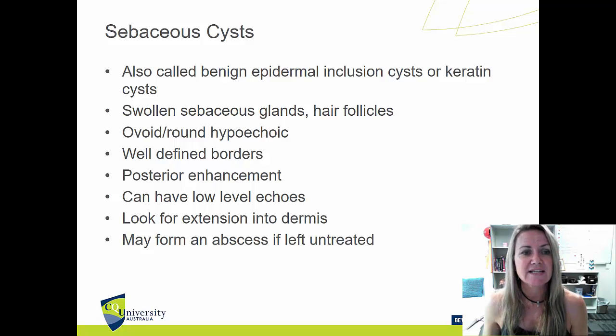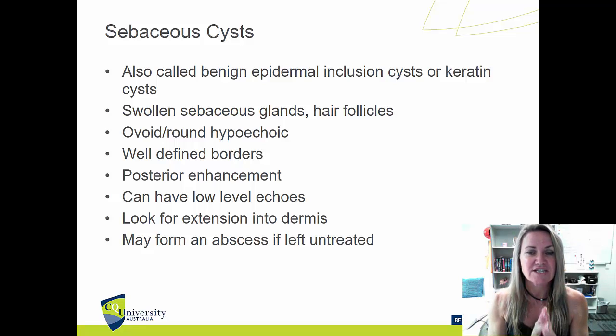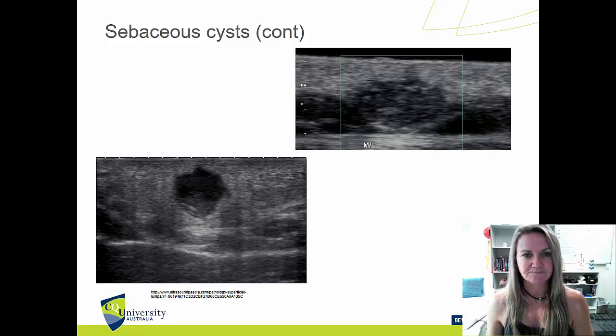They'll have posterior enhancement because it's a cyst, as you know. Some will have low level echoes if they are starting to resolve, and look for extension into the dermis so that you're going to see whether or not it is changing. If that infection doesn't resolve and it starts going into the dermis, it can form a bit of a nasty abscess if it's not treated.